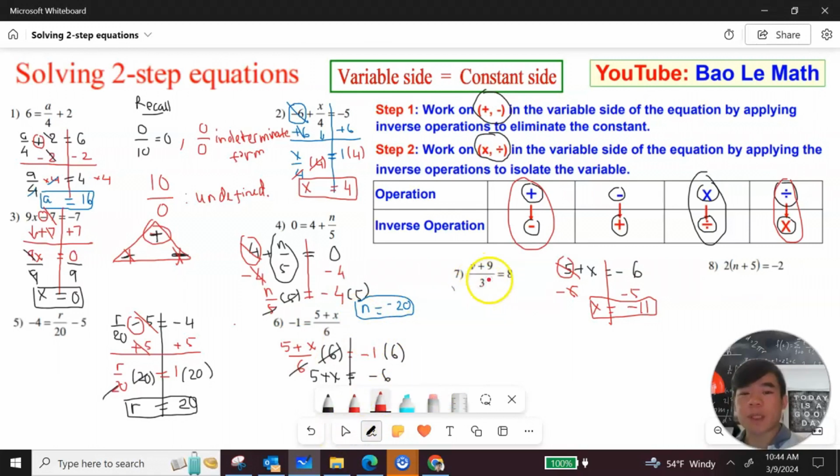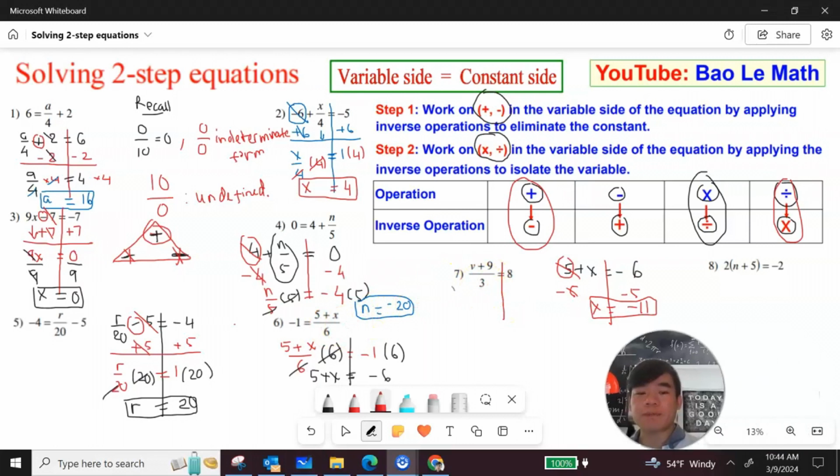Alright, let's move on to the last ones. This one is very simple, right? Divide by 3. You see that? So number 6 and number 7 are similar, right? So I leave it for you.